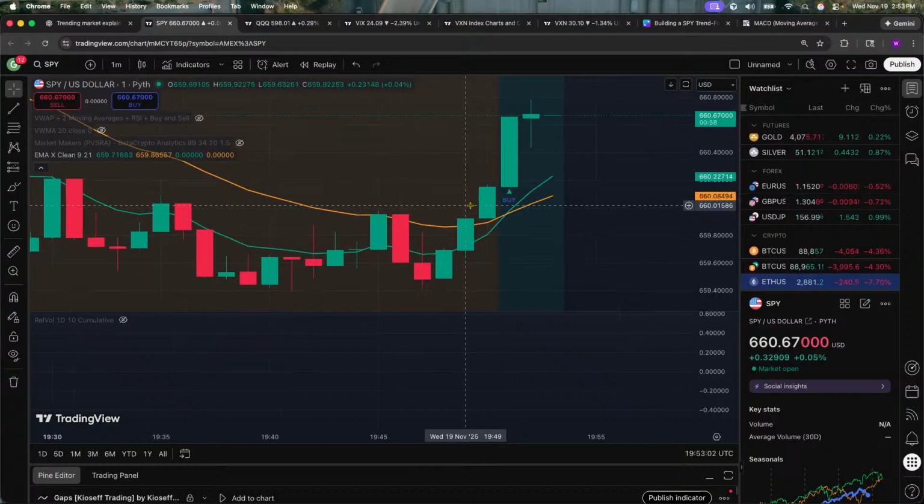So I created a trend filter earlier. That's something that we're going to introduce here. And I also want to introduce this Heikin Ashi checker too. But again, follow me and we're going to keep going.